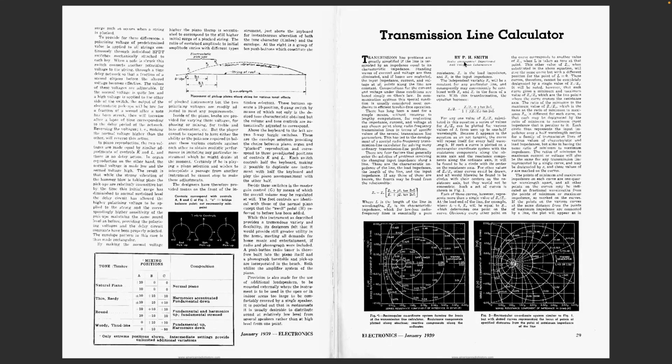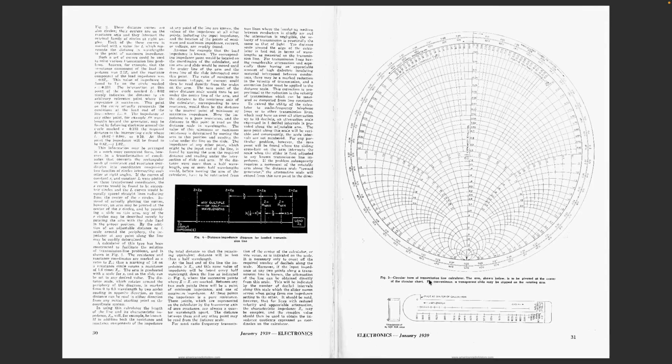In 1939, Philip H. Smith published a paper on a transmission line calculator in the journal Electronics. Here also you can see the circles showing the resistance and the inductance. This was known as the transmission line calculator, and it has a ruler for calculating, or for moving, to make the calculations easy.